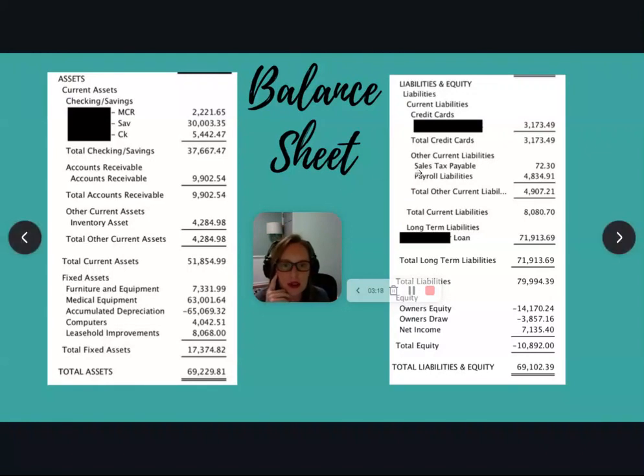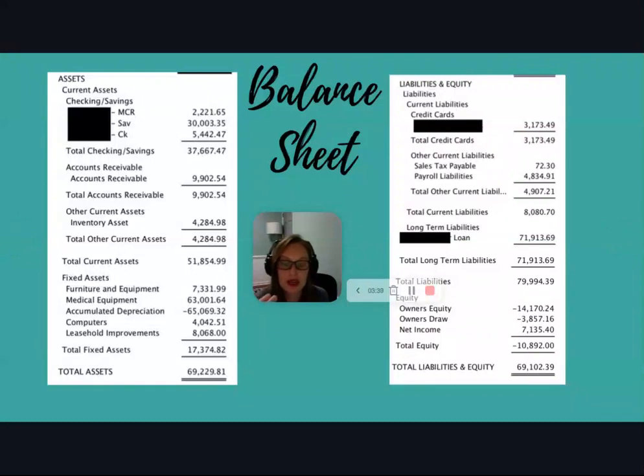All right. And then on the flip side, we're looking at liabilities and equity. So for this practice, we've got a credit card, we've got sales tax. If you sell inventory, you have to collect sales tax per your state. You have to essentially escrow those funds until you remit them to the state. So that's there. This practice has a payroll, has a staff.